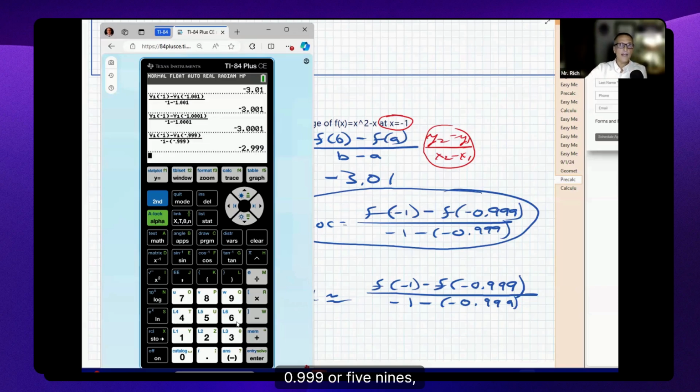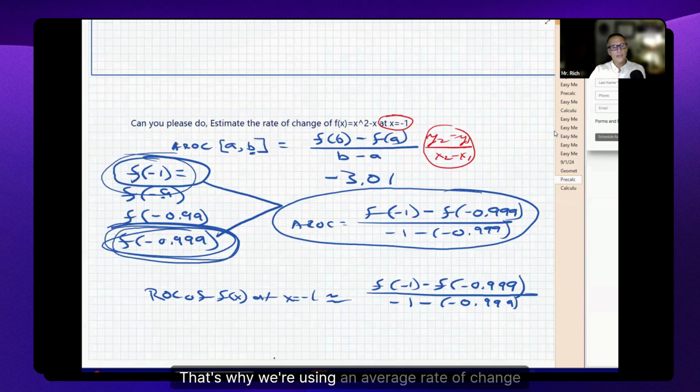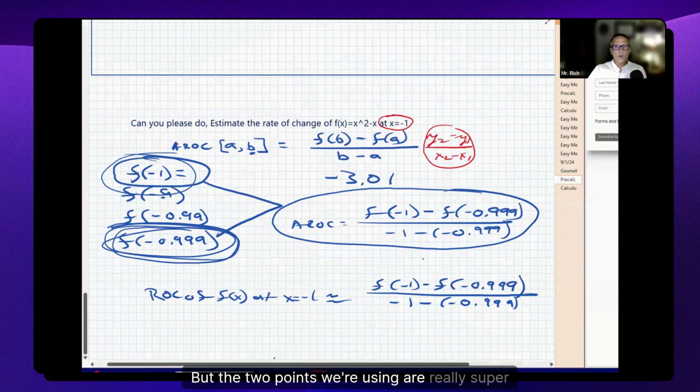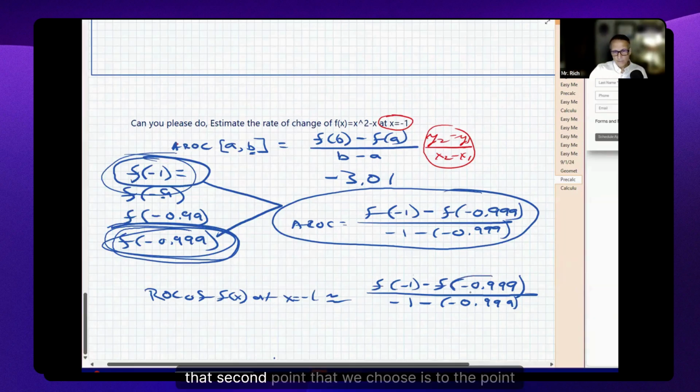And the closer that I pick a value to -1, so if I carry this out to 4 nines, or 5 nines, the closer I'm going to get to -3 for the rate of change, because the rate of change is -3, but we need calculus to get the exact value. That's why we're using an average rate of change calculation, but the 2 points we're using are really super close together to one another. So it gives us a very good estimate. And the estimate gets better and better the closer that second point that we choose is to the point where we're trying to evaluate the rate of change.